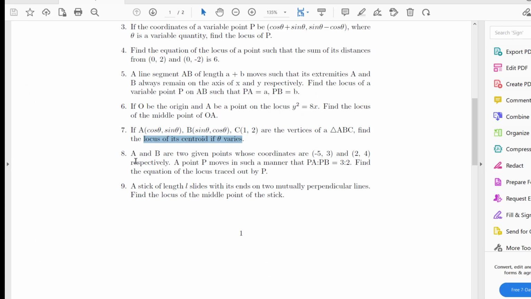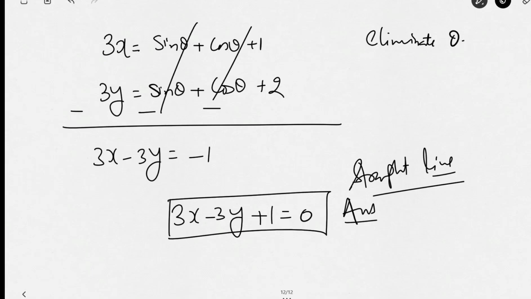Let's move to 8. Question 8. A and B are two given points whose coordinates are (-5, 3) and (2, 4). So these are fixed, right? A and B are fixed. A point P moves in such a manner that PA is to PB is 3 is to 2. Find the equation of the locus traced out by P. So let's draw.